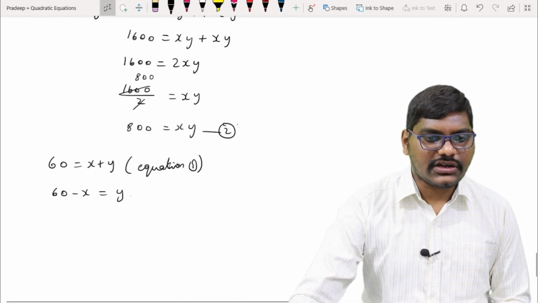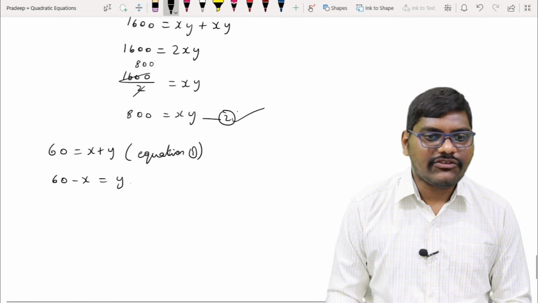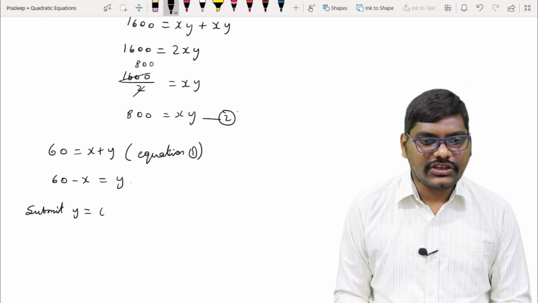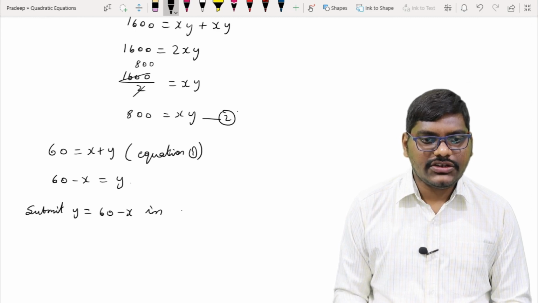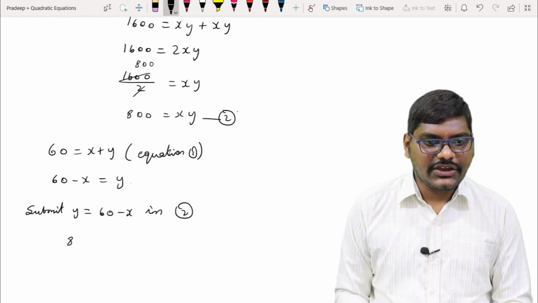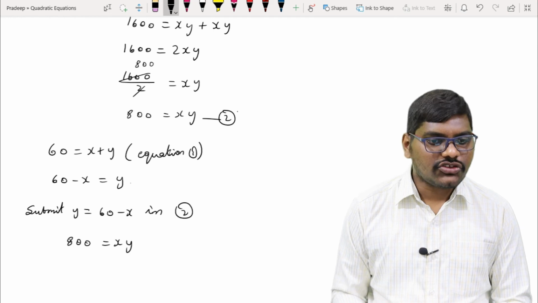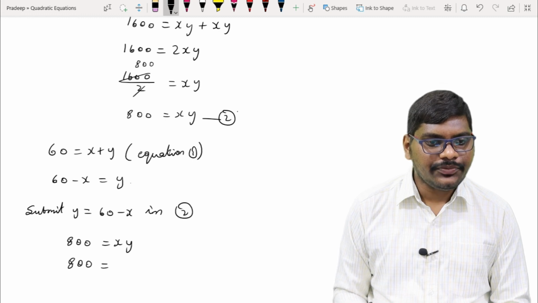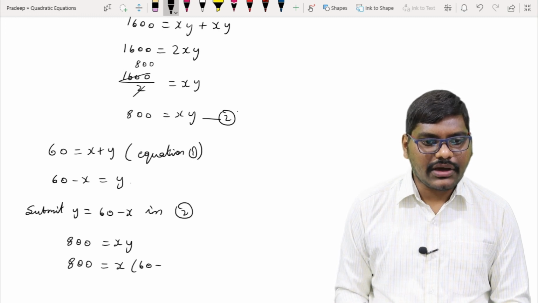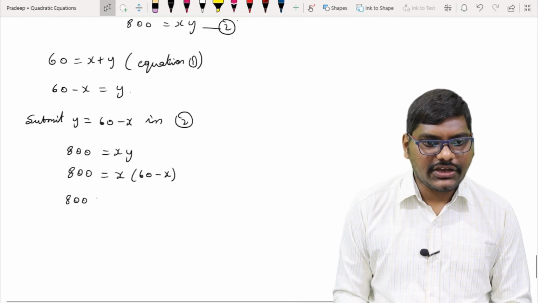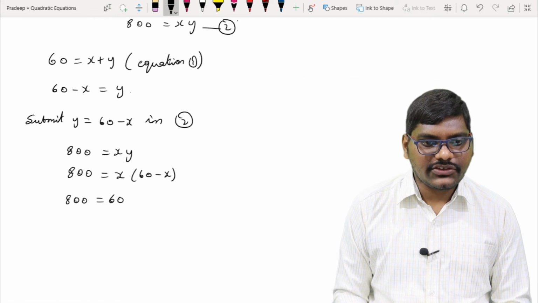Now I'll substitute this y value in equation 2. So I'll write, substitute y equal to 60 minus x in equation 2. So this is equation 2, I can write here 800 equal to xy. In the place of y I'm writing 60 minus x. So I write 800 equal to x, and y is 60 minus x. Let's solve this further. I can write 800 equal to x into 60, which is 60x, and x into x, which is minus x square.